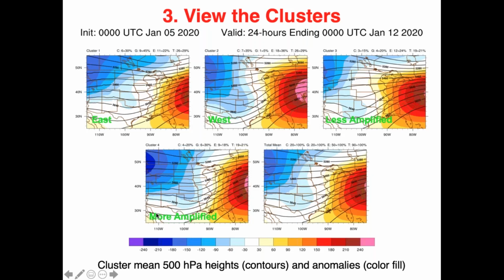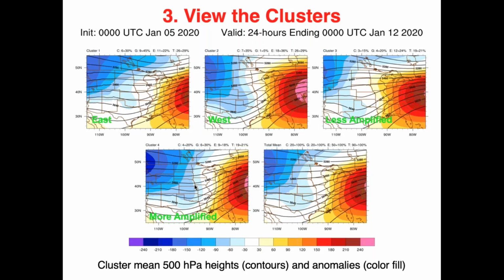Whereas cluster 4, the physical interpretation was to have the trough ridge couplet being more amplified. And again, just by looking at the height pattern, you can see that clearly. This trough here has a lot more below normal heights, as well as the downstream ridge. It's definitely more anomalous, especially on the northern periphery of the ridge there. So this cluster is clearly more amplified with that ridge.